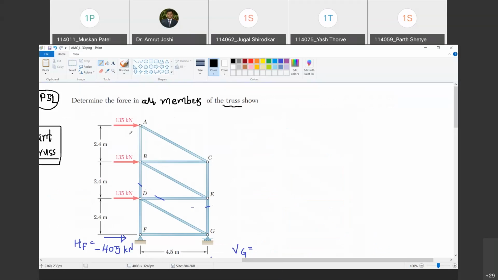Now let us focus on this joint A. Joint A पे हम focus करते हैं. Are you with me? Yes, sir. If I focus on joint A, this is one member and this is another member. Do you agree with me? This is member AB and this is member AC. These are the two distinct members which are involved at joint A. Do you agree? Yes, sir.